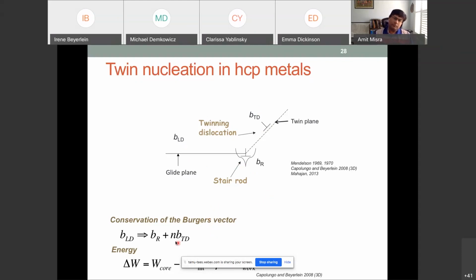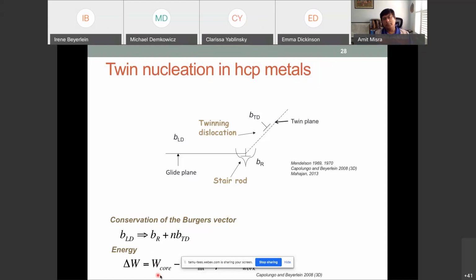Now, there are two principles again that have to be obeyed. One is conservation of Burgers vector. So the sum of these two vectors, the residual and the twinning dislocation, has to equal the original defect that was dissociated. Depending on how large that defect is, you can get a number N of twinning dislocations. Also, you have to follow that it's an energetically favorable process.